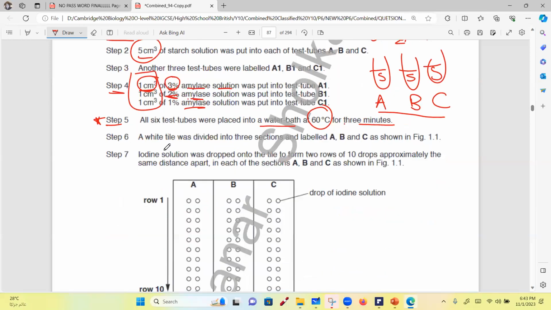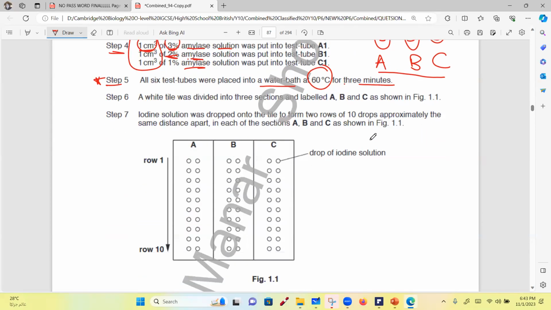Step 6. A white tile was divided into 3 sections and labeled A, B, and C as shown in figure 1. So you will go and look at figure 1. Please, when you come to read a question like this that is long and detailed, read it with a lot of focus. Don't read it quickly.